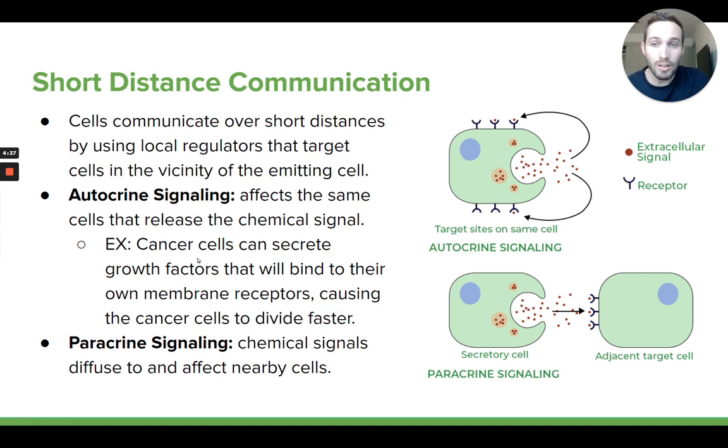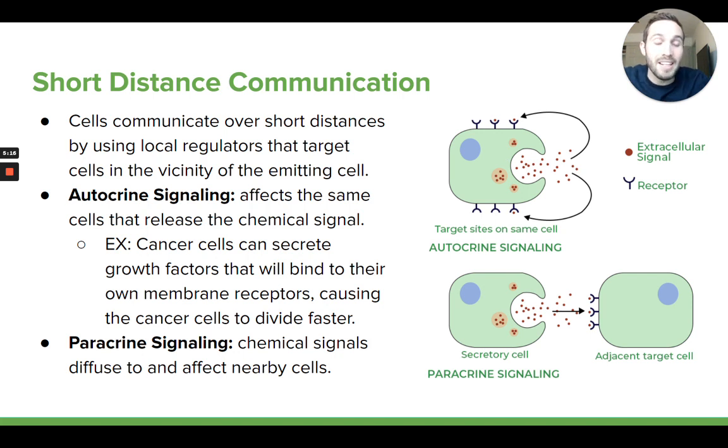In autocrine signaling, we have a special situation where a cell is actually communicating with itself, basically. So it's releasing signaling molecules that can then bind to receptors on its own cell. That's called autocrine signaling. An example of that is in lots of different types of cancer cells, they can release these signaling molecules called growth factors that can then bind to their own receptors, and then those receptors trigger signal transduction pathways inside those cancer cells that cause those cells to start dividing faster and dividing more. So that's an example of autocrine signaling.